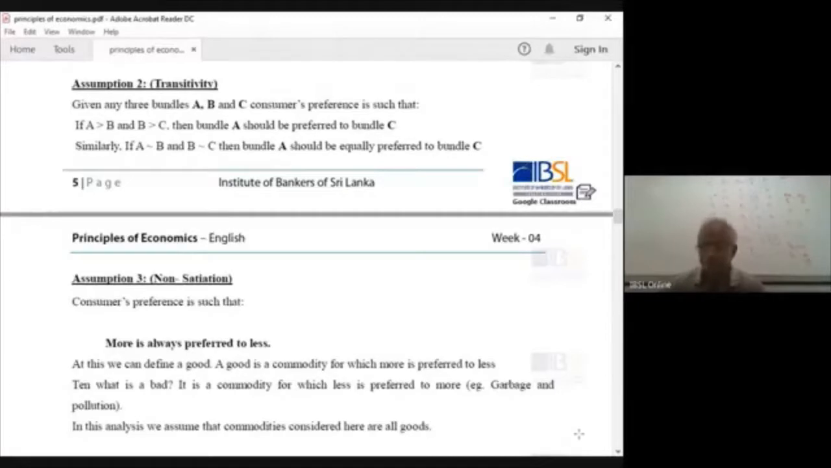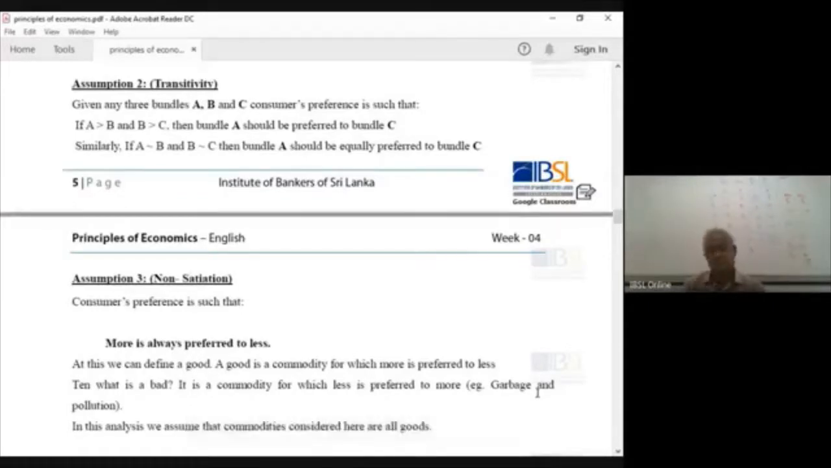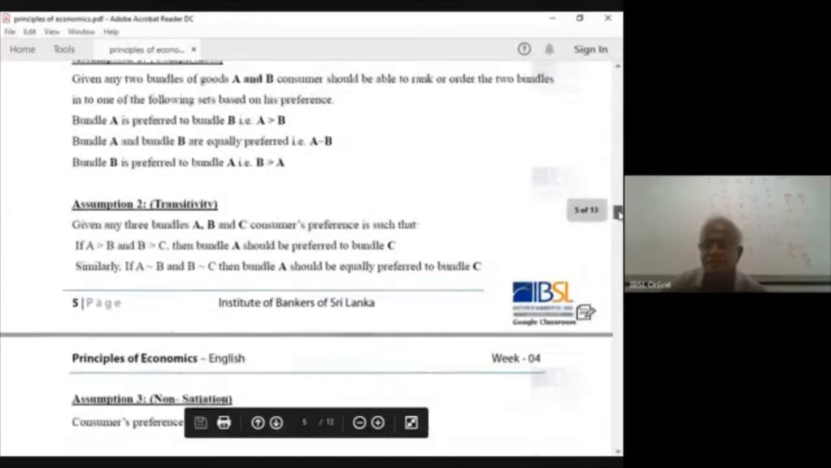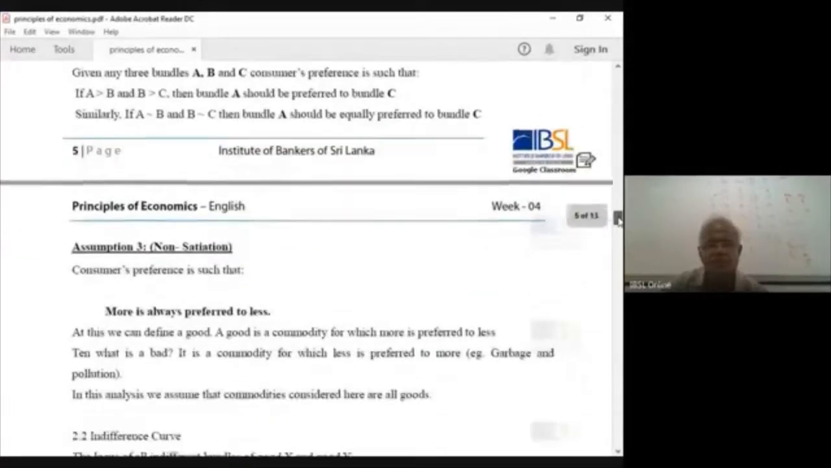Okay, now let's go back. We have three assumptions of consumer preference: completeness, transitivity, and non-satiation, not satisfied, more is preferred to less. Let's discuss the last one. I always discuss this in class, combining it with some of our normal understanding. More is preferred to less. About Buddhism, more is preferred to less. What is non-satiation?